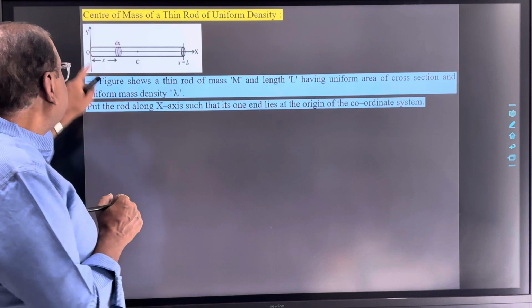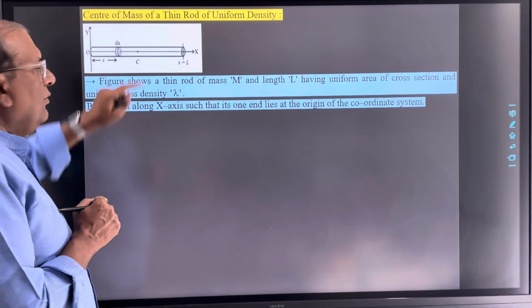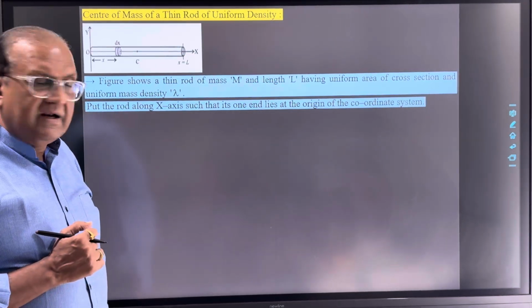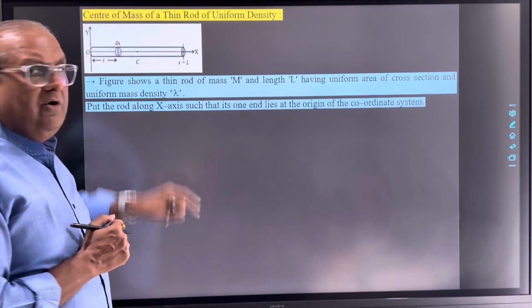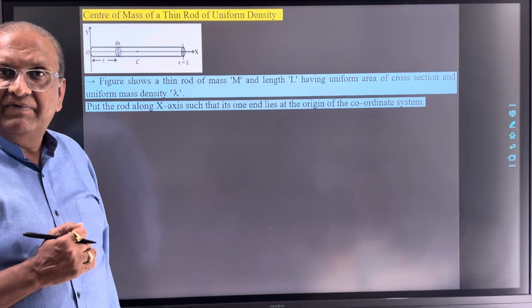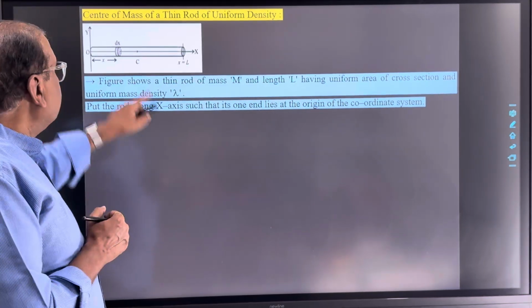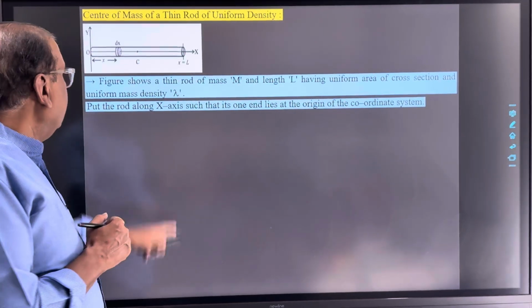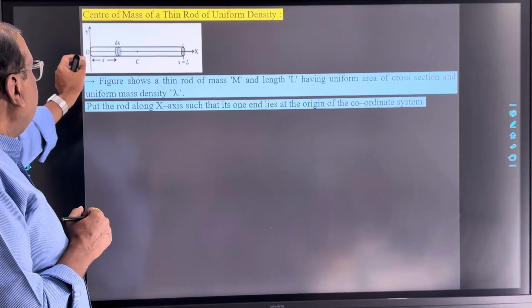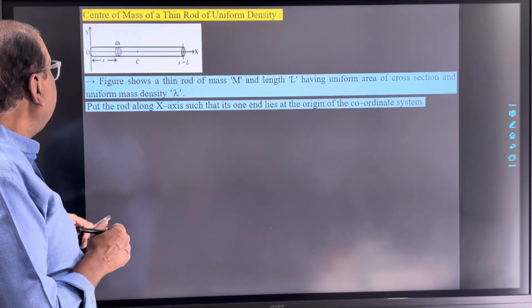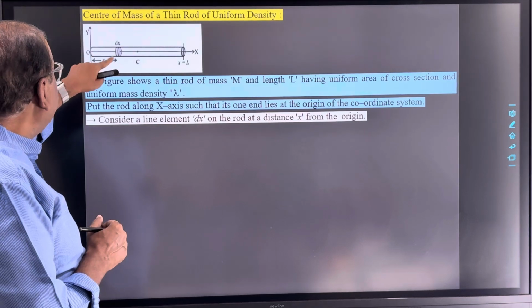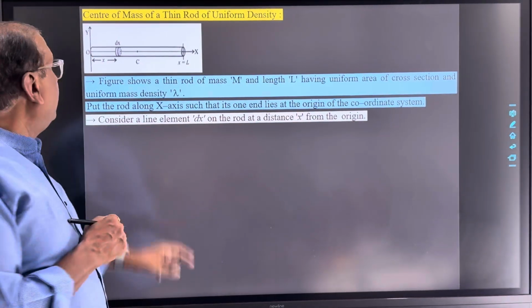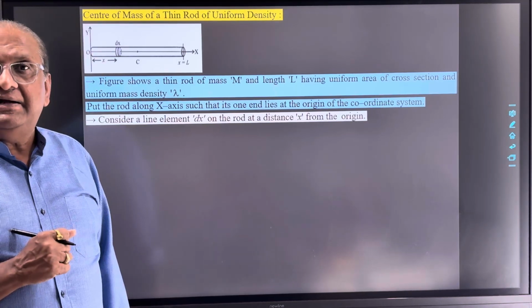So with respect to this origin, where will be the center of mass of this rod, that we will calculate here. Now, because of the symmetry of the rod about the x-axis, we can easily understand that the position of the center of mass will also be on the x-axis. Now we consider an infinitesimally small line element of length dx on the rod at a distance x from the origin. Now what will be the mass of this element?